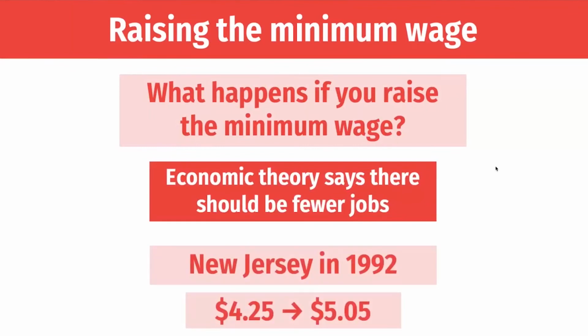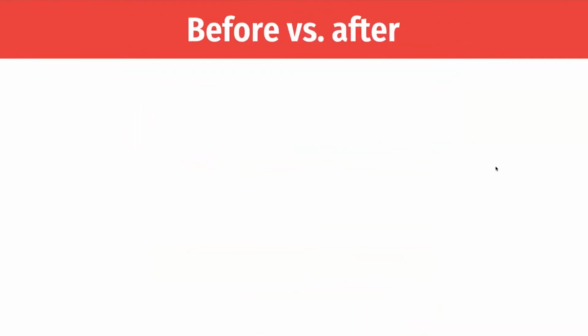In New Jersey in 1992, they raised their minimum wage from $4.25 to $5.05, but other states did not. So what economists did back in the 90s is they said, this looks like an experiment type situation where one state does something and the other state doesn't. If we can find a comparable state to New Jersey that can be the control state, we can see if there's a difference in the number of jobs because of the minimum wage change. They looked at Pennsylvania because it's next to New Jersey.